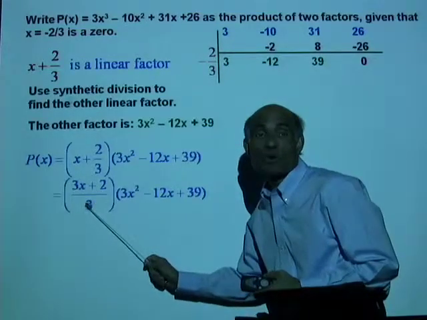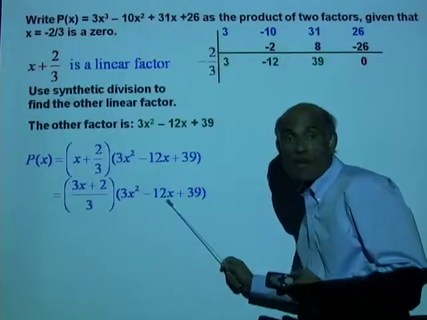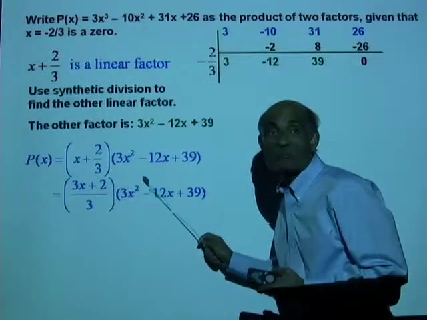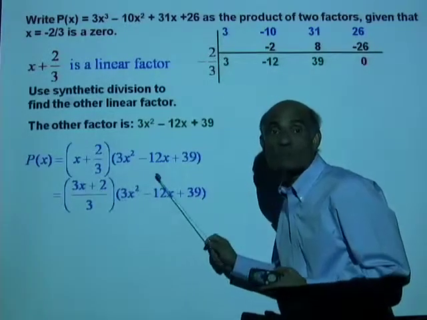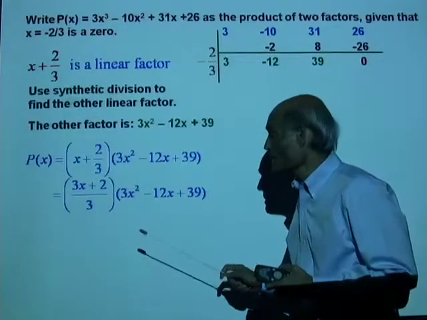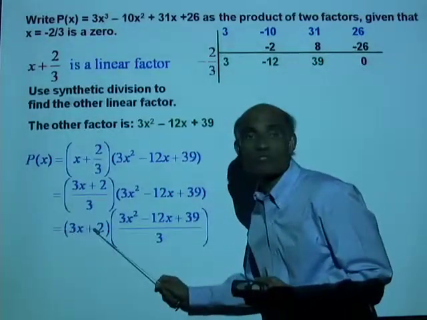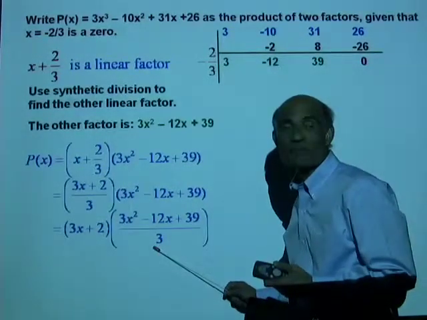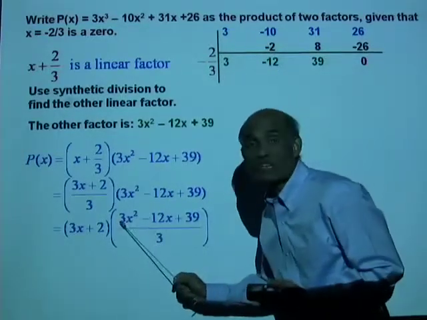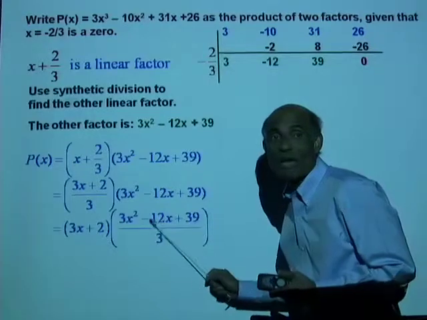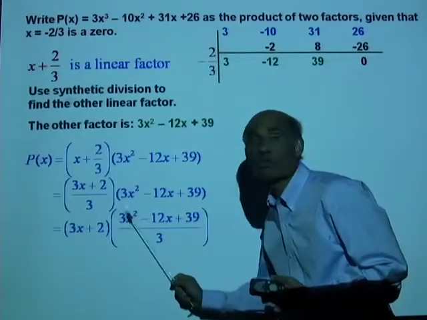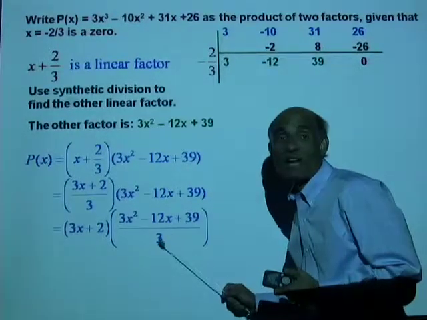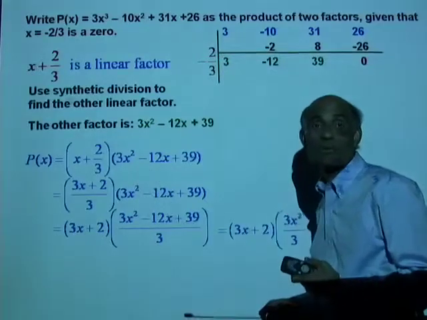And if you take this 3 and put it in the denominator here, does it make any difference? You see, a over b times c is the same as a times c over b. Makes no difference. So write it like this. It'll be 3x plus 2 times 3x squared minus 12x plus 39 over 3. What's the advantage? The advantage is there is a 3 common in the numerator there. When you factor that 3 out, the remaining will be x squared minus 4x plus 13. And the 3 will cancel.